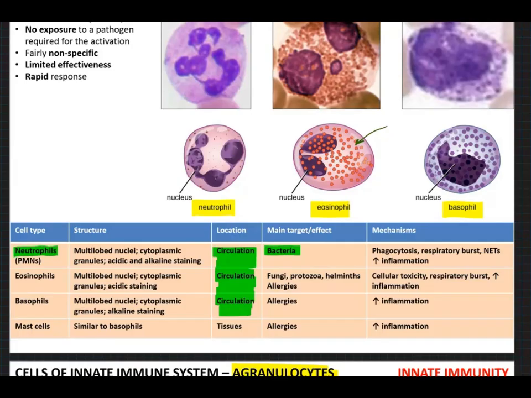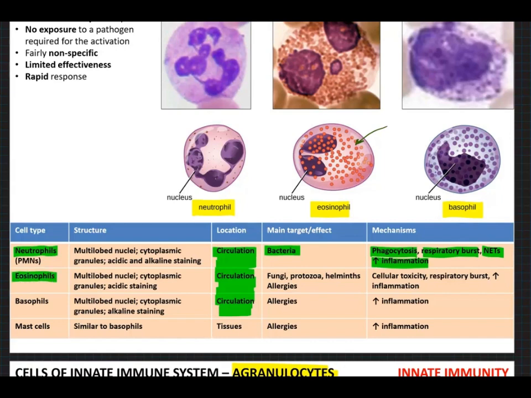How do they kill them? Well, one way is to phagocytose bacteria. Another is to release chemicals of respiratory burst, pretty much hydrogen peroxide. They also can increase inflammation and produce a very cool response called neutrophil extracellular traps. When a neutrophil dies, and it is a kamikaze cell, when it dies, it releases its DNA. And that DNA wraps around bacteria and prevents it from spreading.